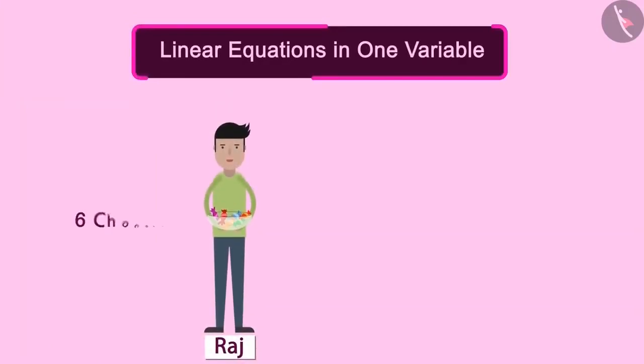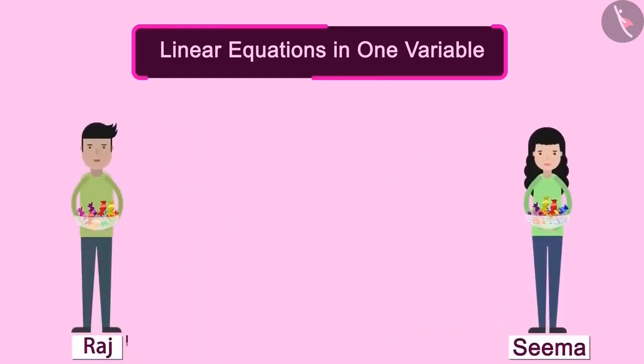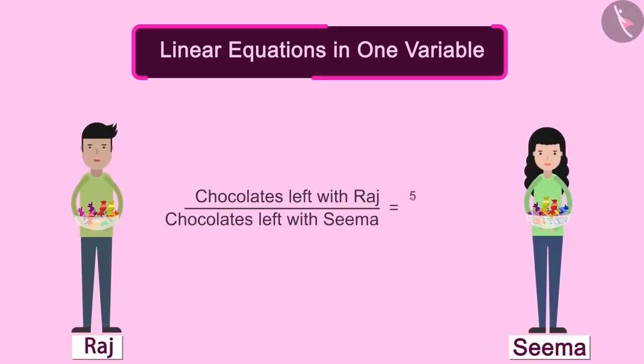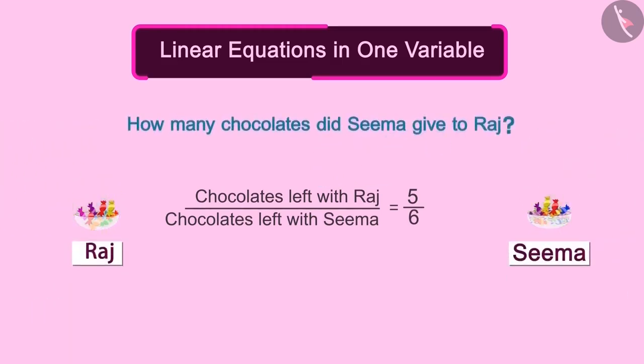Raj had 6 chocolates and Seema had 16 chocolates. As Seema had more chocolates, she gave some chocolates to Raj. Now, the ratio of the chocolates that Raj and Seema possess is 5:6. So can you tell me how many chocolates did Seema give to Raj? Let us see how we can approach this problem.